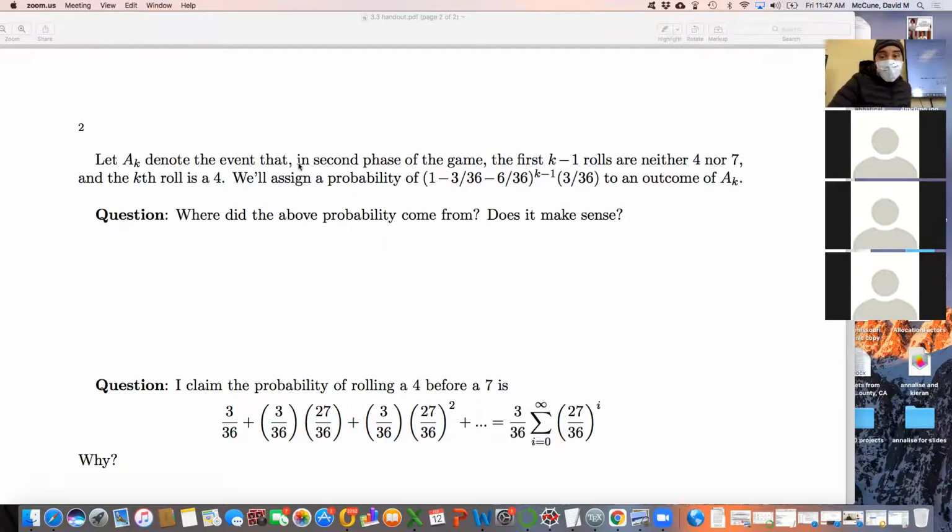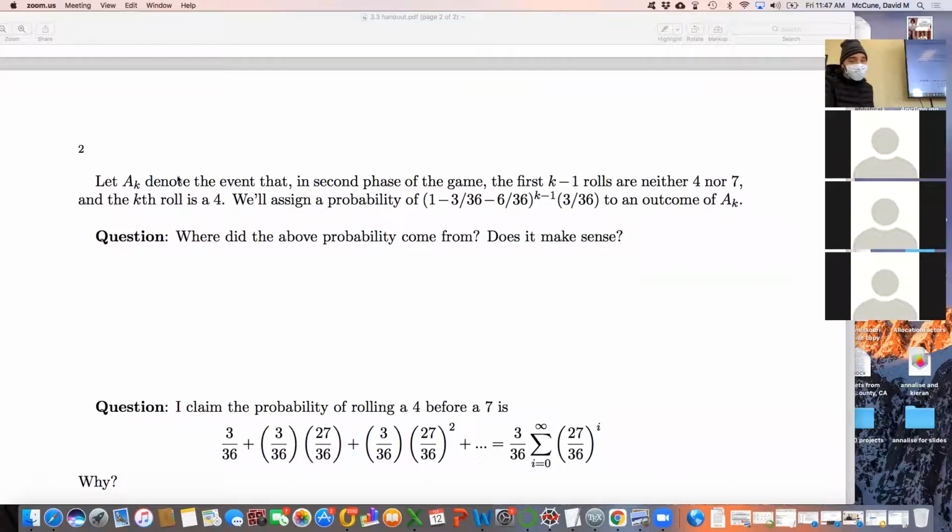Okay, so let me just provide some notation here. Let A_K denote the event that we're in the second phase: the first K-1 rolls are neither 4 nor 7. So I'm going to focus on 4 and 7 for a second. So this top branch up here: 4, 4, 7. You rolled neither a 4 nor 7, but then on the Kth roll, finally you get your 4. I claim the probability of such a thing happening is this expression right here.